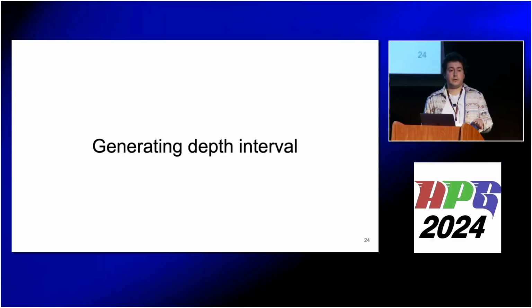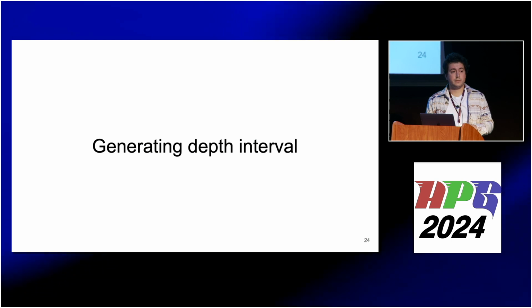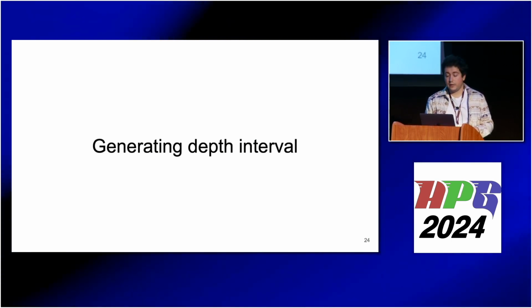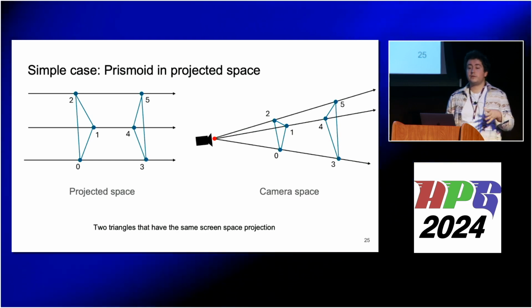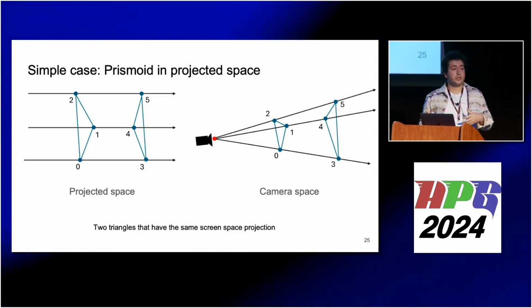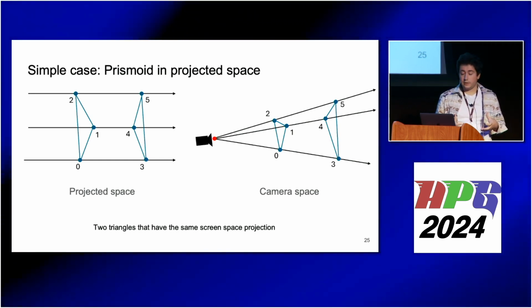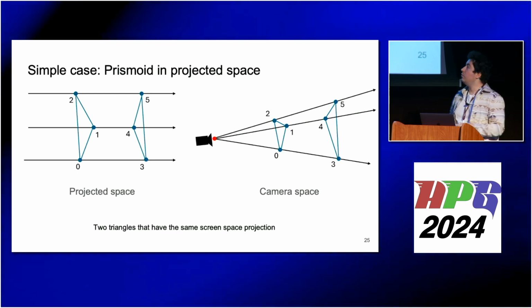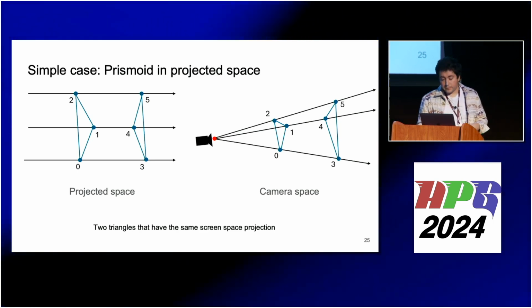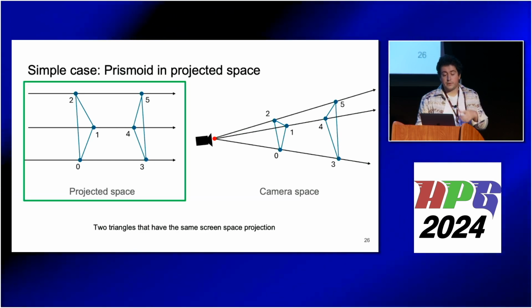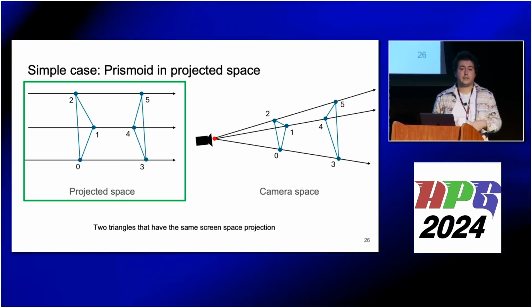To understand how it works, we have to focus on a much simpler case than the tetrahedron. And this case is what I call the prismoid. It's just two triangles that project exactly on the same pixel in screen. So here you have two representations, one in projected space and one in camera space. For the remainder of this presentation, I will focus on the projected space, as it simplifies the equations quite a bit.